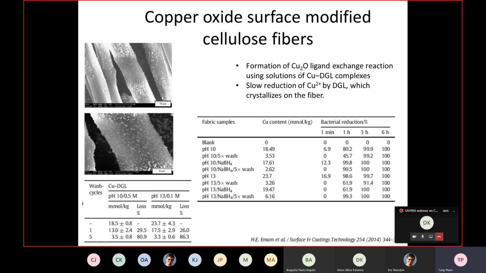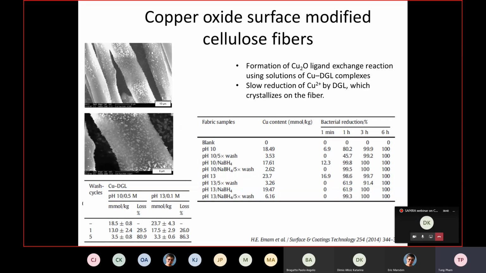The second example I would like to give you is the copper oxide reduction on the surface of cellulose fibers. Again, here we form copper(I) oxide using the ligand exchange reaction with gluconate. And again, we also perform tests on the antibacterial effectiveness of copper. If you look into the table down here, you can see that after 5 wash cycles, we also lost more than 80%.